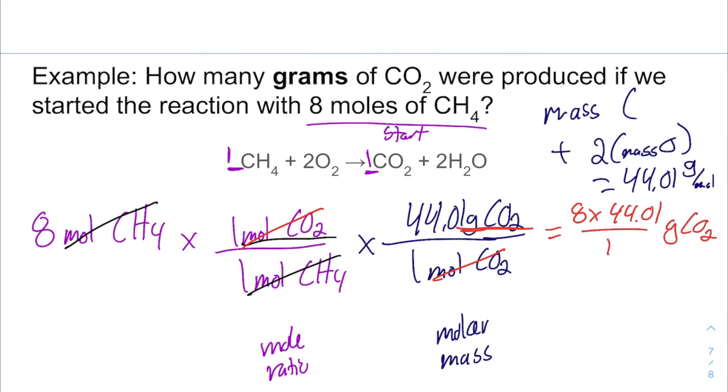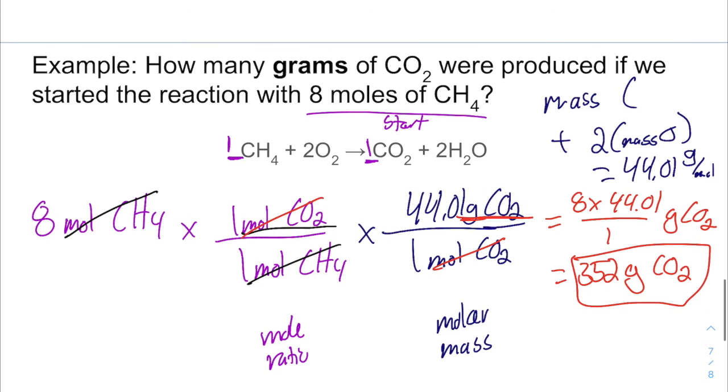All you would then do is do 8 times 44.01 divided by 1, and that gives you grams of CO2. Since we're dealing with simpler numbers now, I do actually want you to go ahead and do the calculation to get an actual number at the end. So for example, this one here would be 352 grams of CO2. And that would be our final answer here.